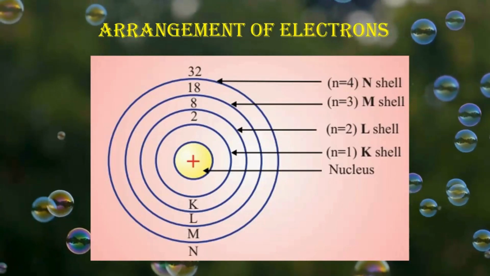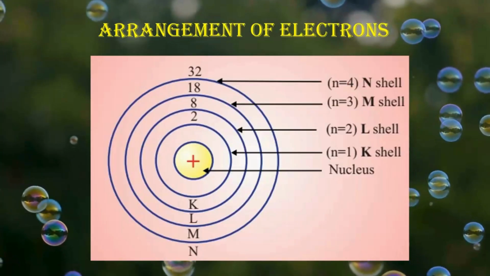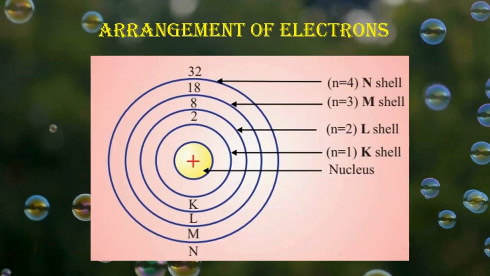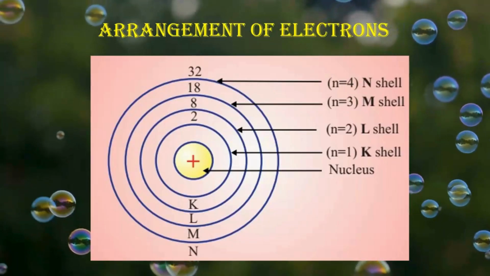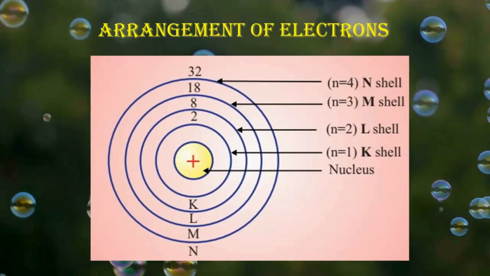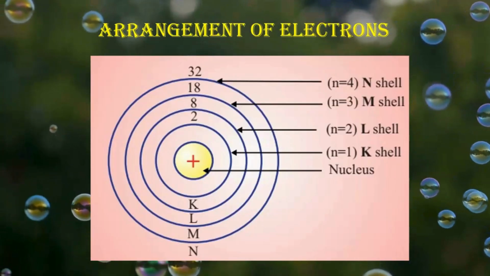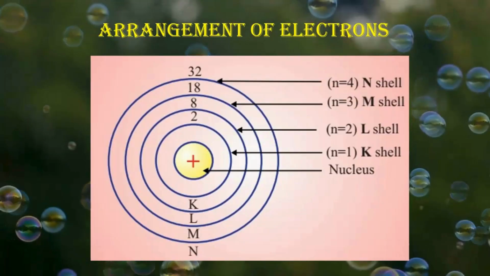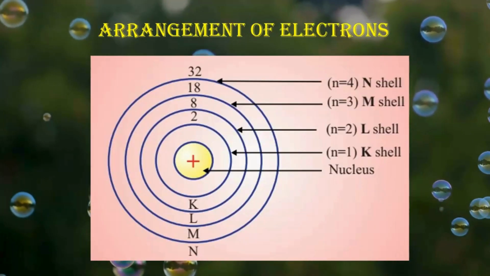The electrons are arranged in such a manner that the K shell can accommodate 2 electrons, the L shell can accommodate 8 electrons, the M shell can accommodate 18 electrons, and the N shell can accommodate 32 electrons. On the whole, an atom can accommodate 8 electrons in the outermost shell.